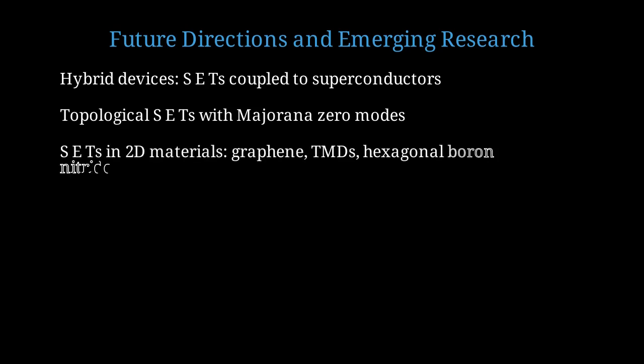Two-dimensional materials beyond graphene, like transition metal dichalcogenides and hexagonal boron nitride, offer new platforms for SETs with tunable properties. There's growing interest in integrating SETs with silicon photonics to create electro-optic devices that can control light at the single photon level. Let me summarize the key points we've covered about single electron transistors.